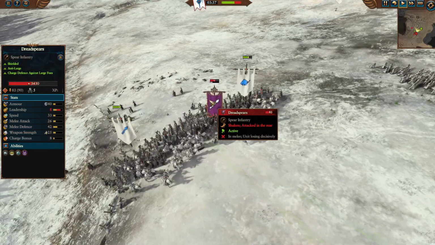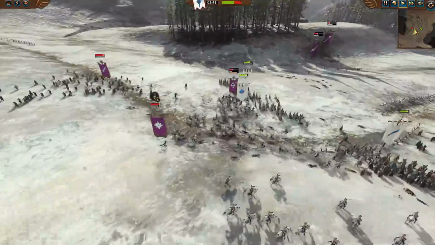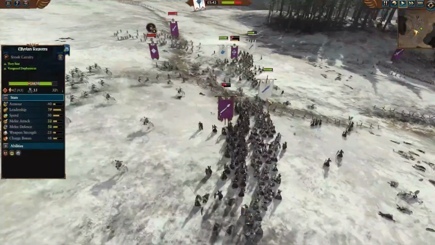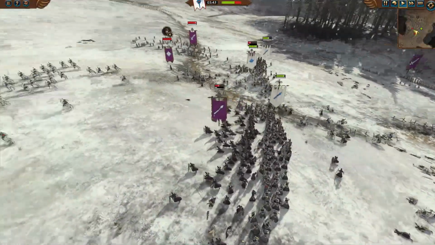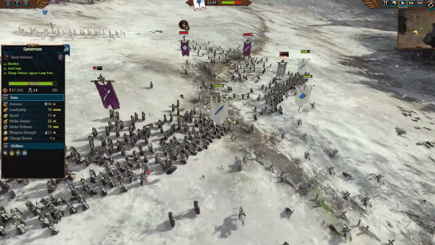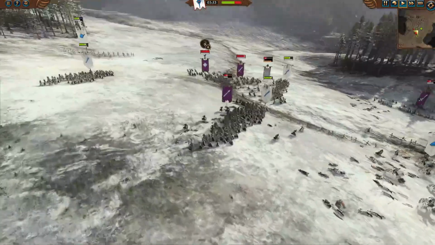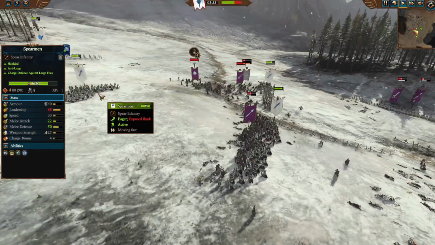One thing to notice about the units in Total War is all the unit frames are based on a leadership or a morale level. The lower that level is, the more likely they are to actually surrender. The flags start to flash and then they run off.